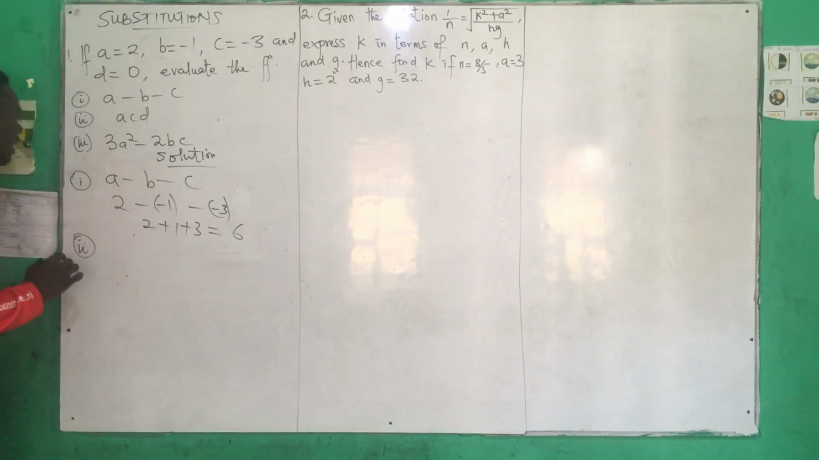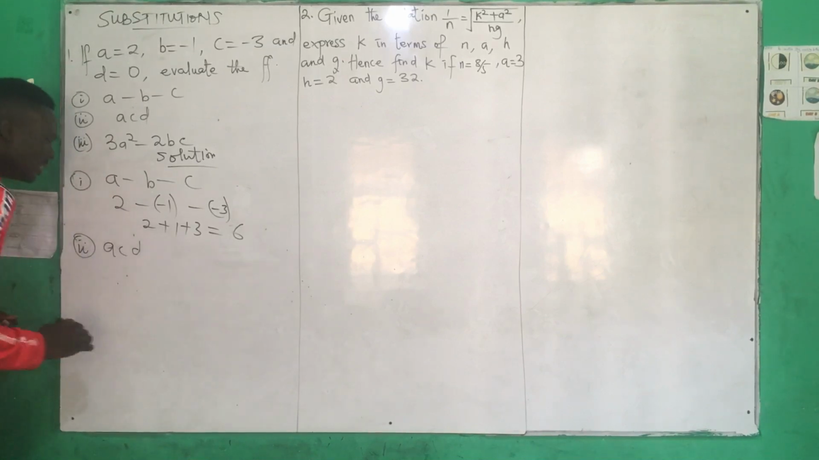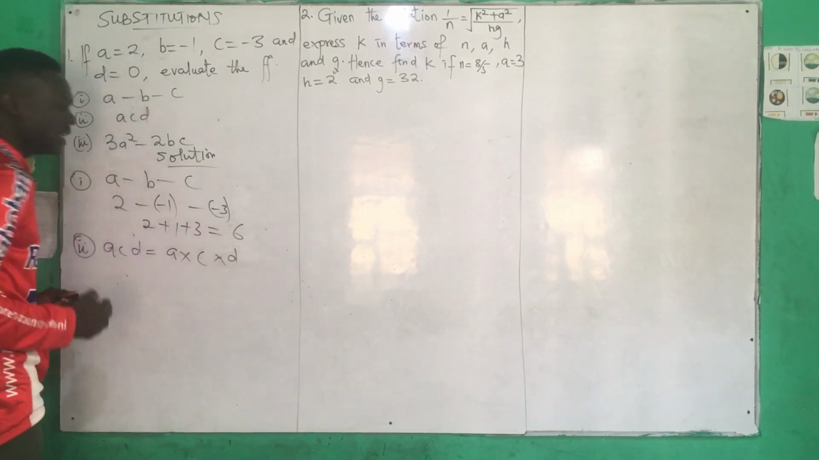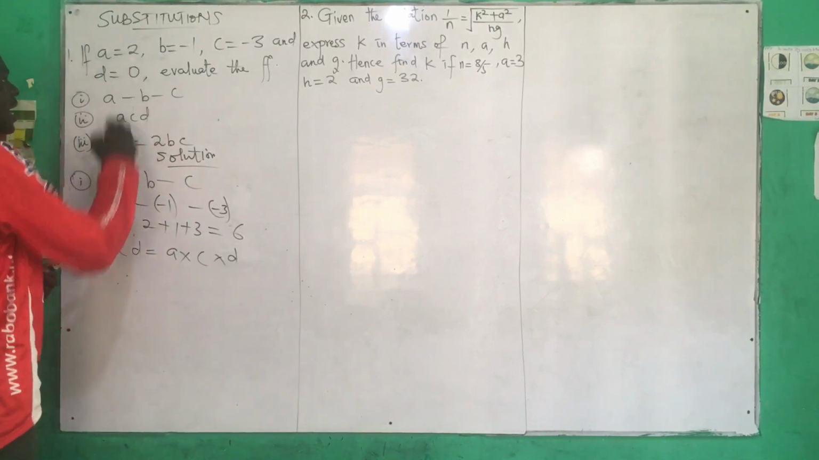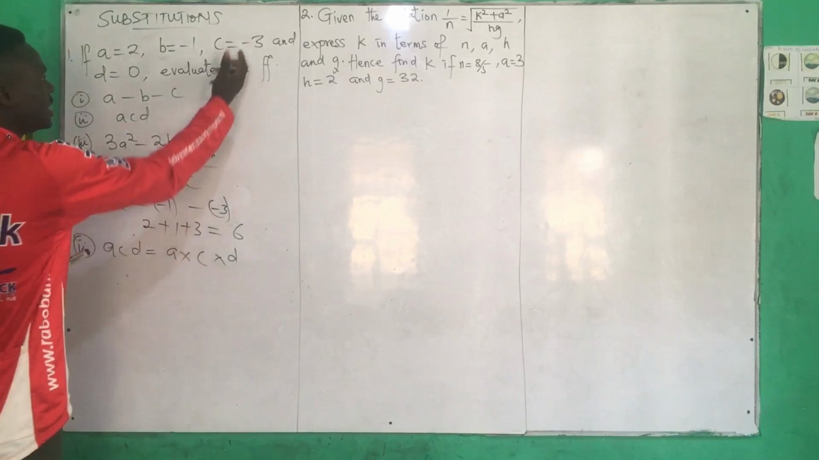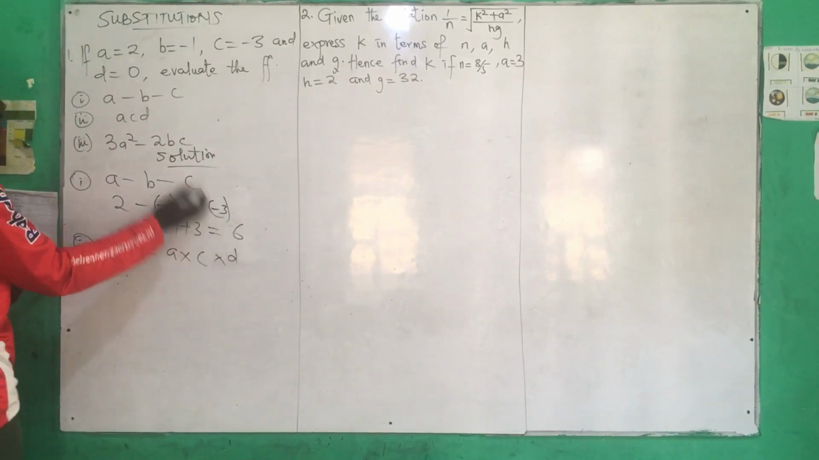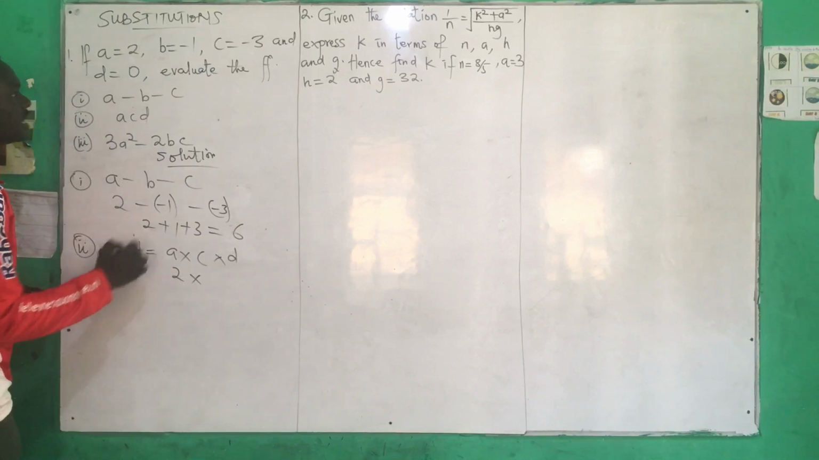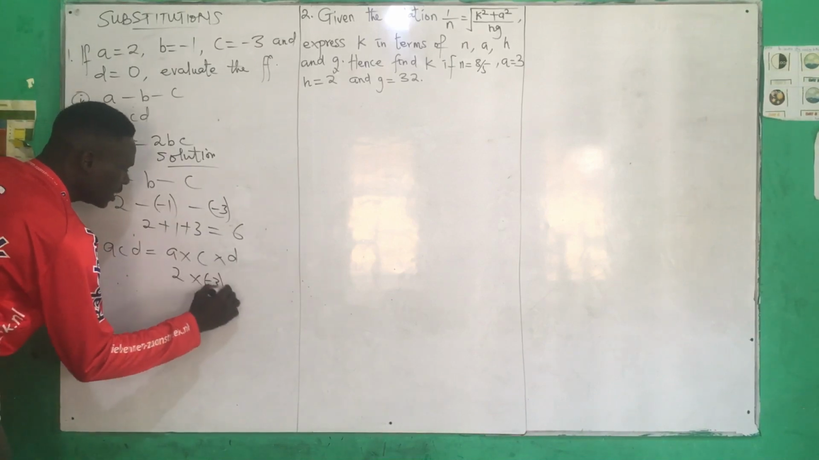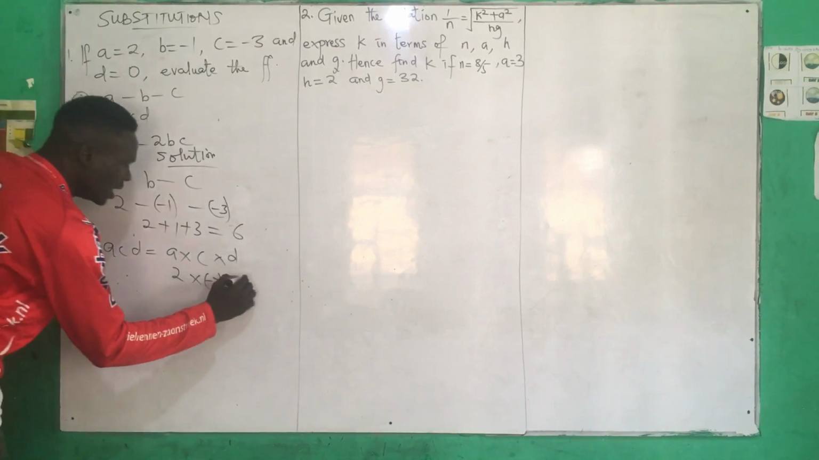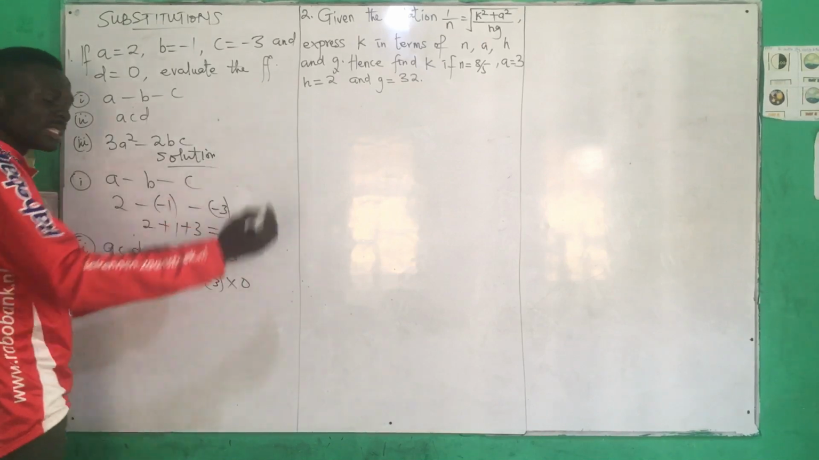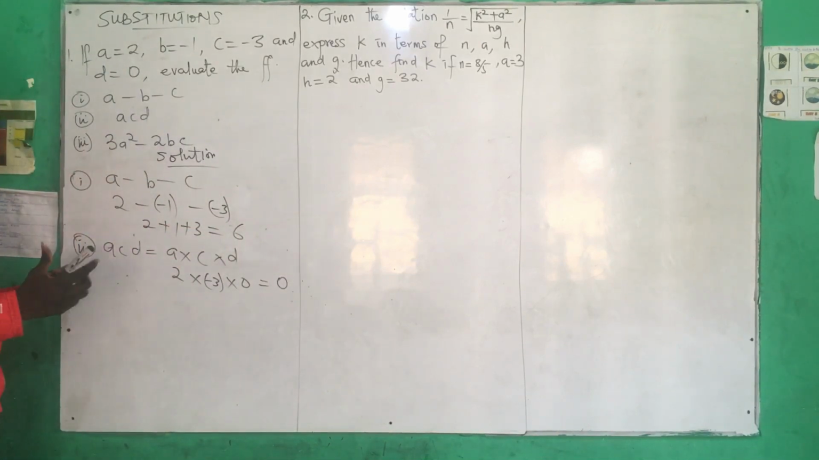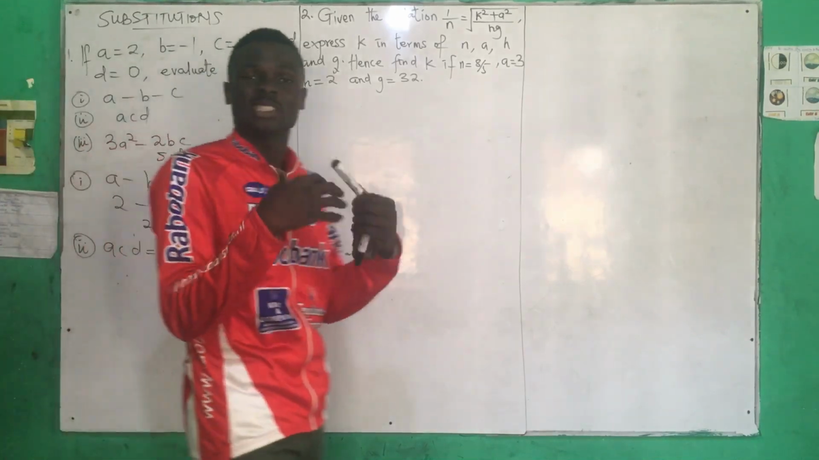Then with the second one, you have ACD, which means A times C times D. So what is A? A is 2. What is C? Negative 3. And what is D? 0. So you have 2 times negative 3 times 0. Now any number times 0 is 0. So our answer is basically 0. So you should take note of that. So that is what? Substitution.